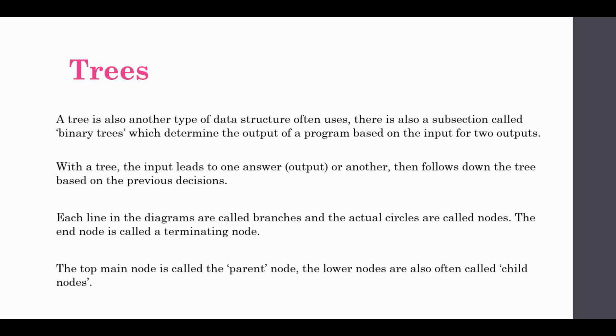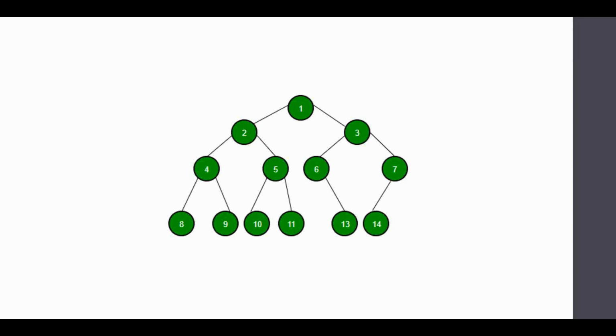So with a tree, the input leads to one other output, and it then follows down the tree based on the previous decisions. Each line in the diagram is called a branch, and the circles are called nodes. The end node is called the terminating node, and the top node is called the parent node. The lower nodes can also be called child nodes, depending on how you wish to explain it. So this is an example of a tree. Right up here you have the parent node, then the branches down here, these lines, and all of these circles are called nodes, and the ending ones are called terminating nodes, which are these ones right here.